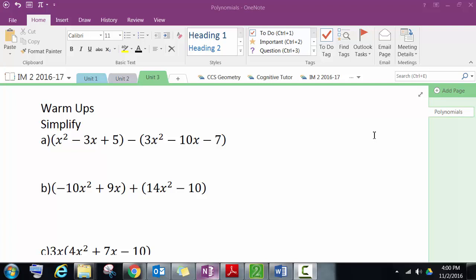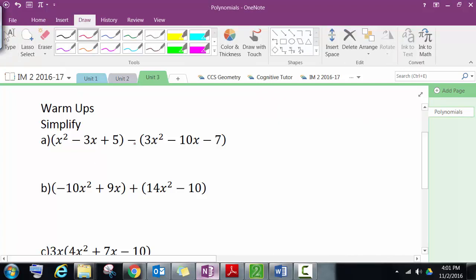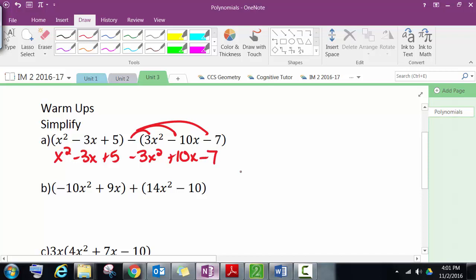Alright, we're going to do real short notes on operations on polynomials because most of it really is review. So, when we have something like this, we need to subtract. Remember what we did before with the complex numbers, we distribute the negative. So I rewrite the first set of stuff, but now I have negative 3x squared, positive 10x, and minus 7. And then I just combine my like terms.